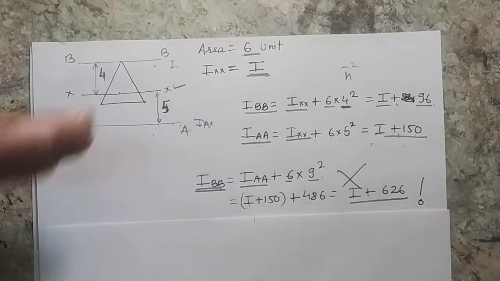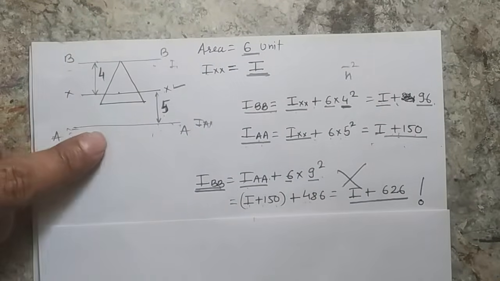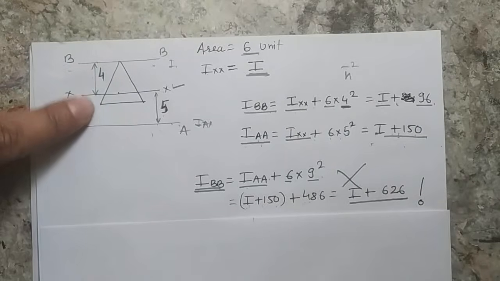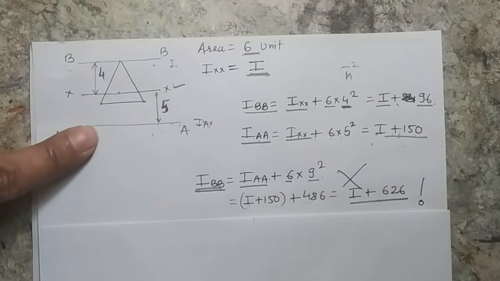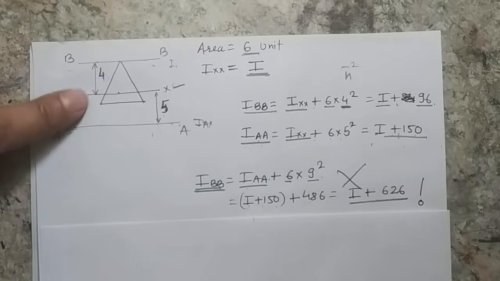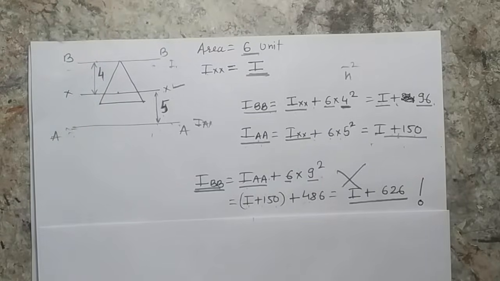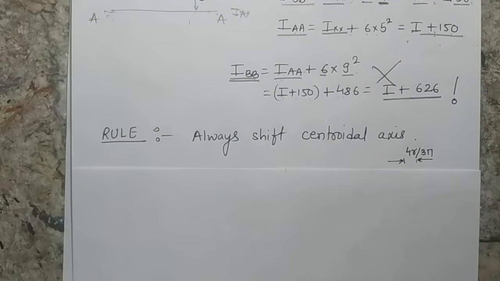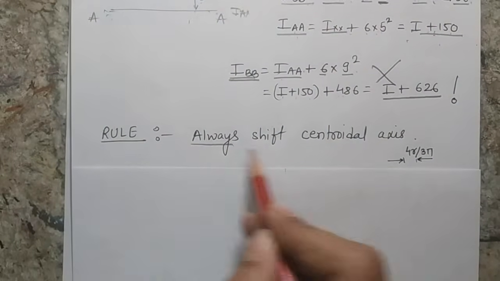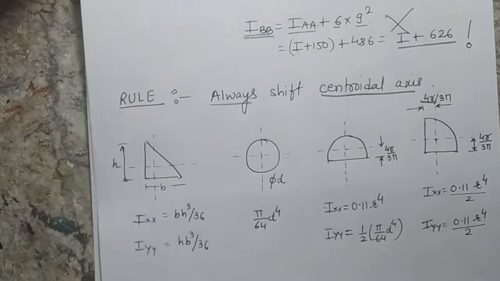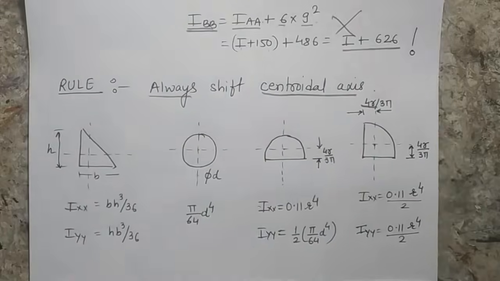And why is it happening? Because once you transfer from here to here, and then again from here to here, you are using this distance 2 times. Once you come from here to here, you consider this distance, and when you go from here to here, you consider it again. So ultimately you are counting this distance 2 times, which is not correct. So this is one of the thumb rules: whenever you want to shift an axis, you will always shift from the centroidal axis.